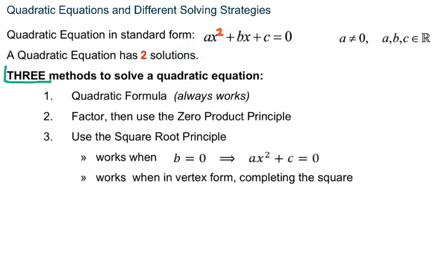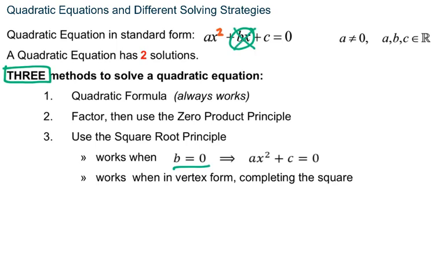So we have three methods in this class we're going to look at for solving quadratic equations. The first method, which always works, is the quadratic formula. The second method, which works occasionally, would be to factor and then use our zero product principle to set each factor equal to 0. So factoring only works sometimes, but the quadratic formula always works. And then we have the square root principle, which works when we are missing that b term, when b is equal to 0.